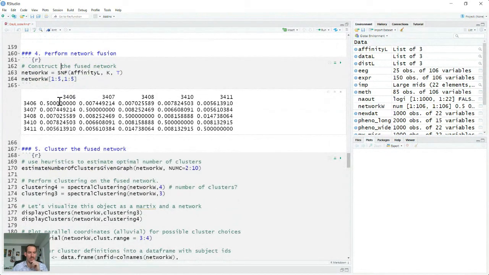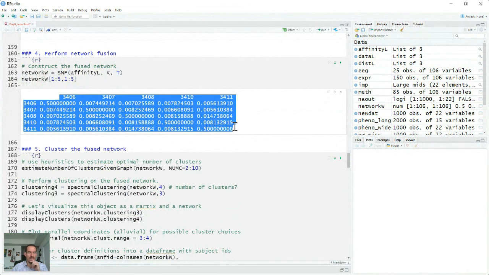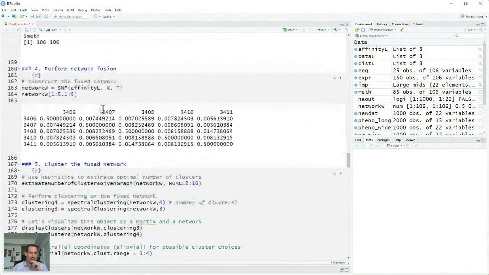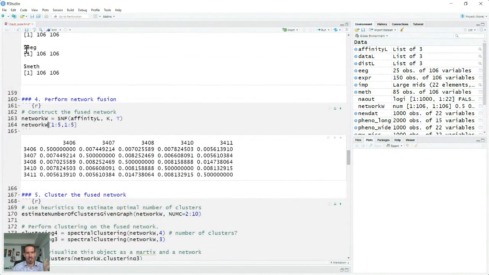This is what the fusion network looks like. Looks pretty similar, doesn't it, to what we've been looking at. In fact, this network W is the fused network. It is identical in dimension to each of the individual data sets. It's also 106 by 106. And look at the rows and columns. Those are our subject IDs, right? There's 3406, 3407, 3408, 3410, 3411. They're the same people, okay?